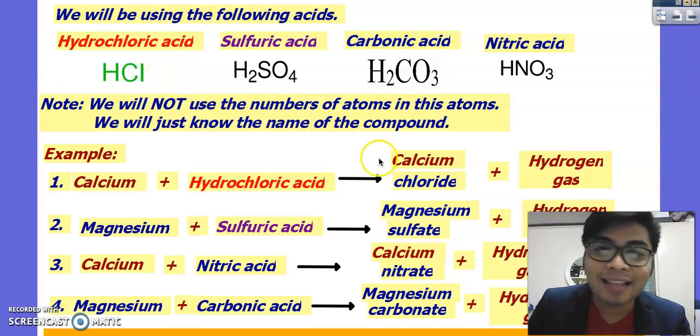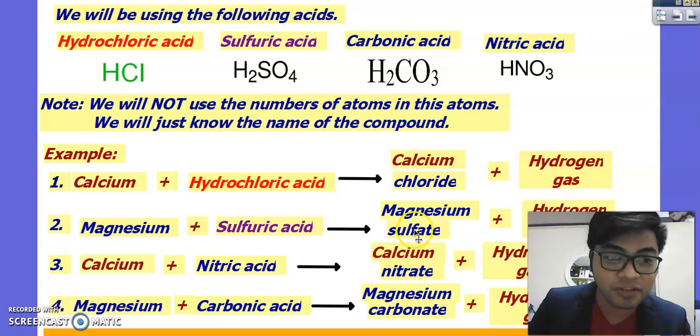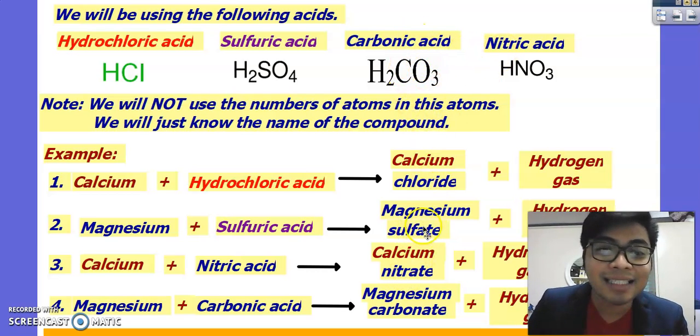Okay, so take a look here. For hydrochloric acid, we take chloride; sulfuric acid, sulfate; nitric acid, nitrate; carbonic acid, carbonate. So we remove all the hydrogen gas because every time it does the reaction, all the hydrogen gas is released. Okay?